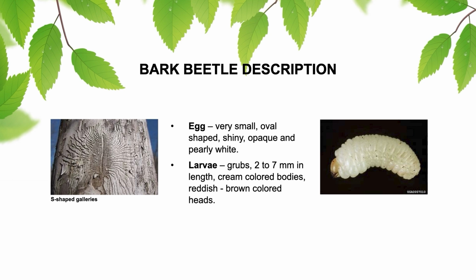Bark beetle description. Eggs are laid in the S-shaped galleries. They are very small and oval-shaped. The eggs are shiny and pearly white in color. The eggs hatch into larvae that are small grubs, 2 to 7 millimeters in length, about the size of a grain of rice. They have cream-colored bodies with reddish-brown colored heads.